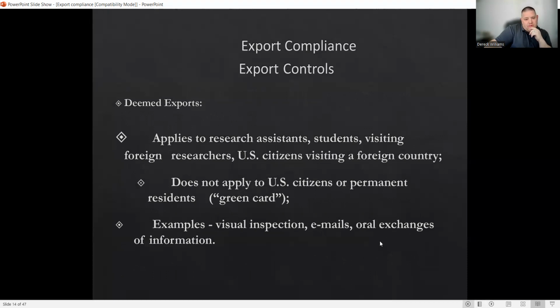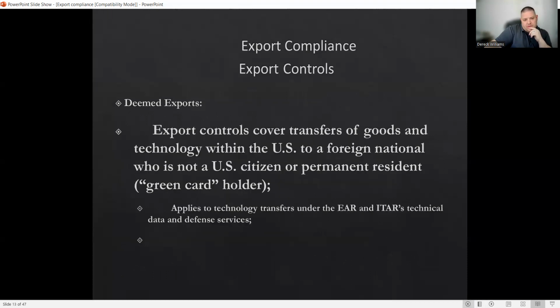A deemed export. Deemed export. Oh, did we skip a slide? Yes, we did. Deemed export. Export controls cover transfer of goods and technology within the U.S. to a foreign national who is not a U.S. person. So what that means is a deemed export is someone, an individual who is a non-U.S. person, we'll talk about what a U.S. person versus a non-U.S. person is here in a minute, who you've either given goods or information to that should have been controlled, like under the ITAR or EAR.